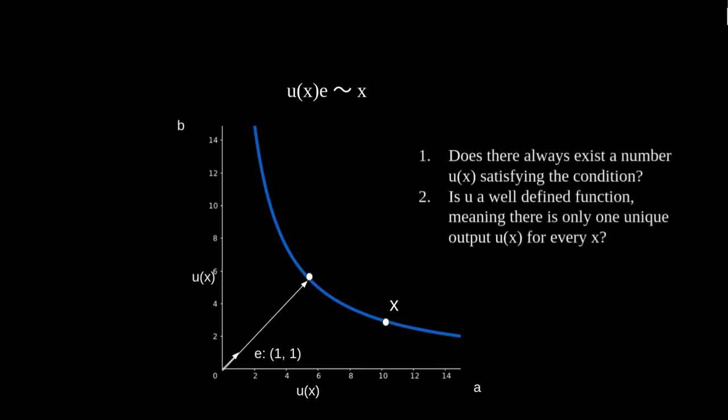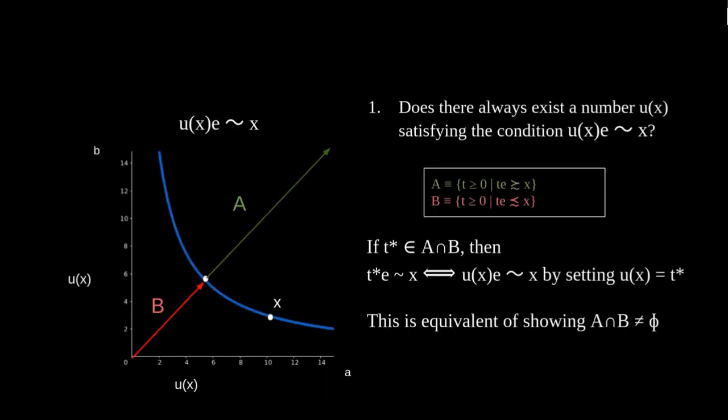To use the condition to express preference relation, there are two questions to answer. Does there always exist a number Ux satisfying the condition? Is U a well-defined function, which means there is only one unique output Ux for every X? We'll use completeness, continuity, and strict monotonicity to explain that there exists a number Ux.